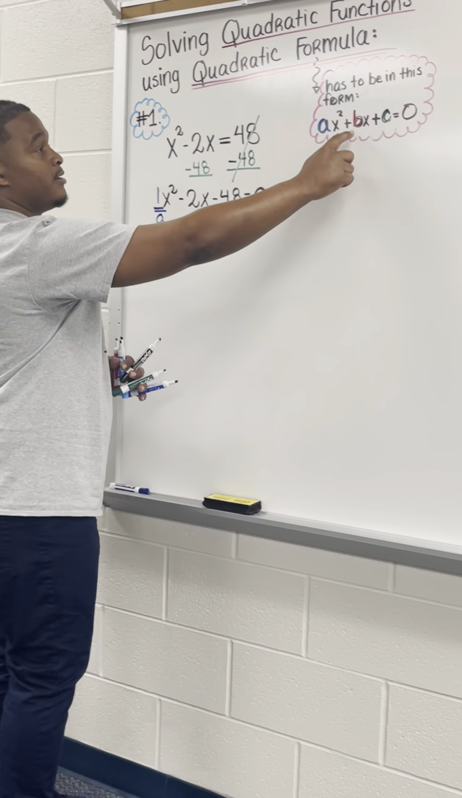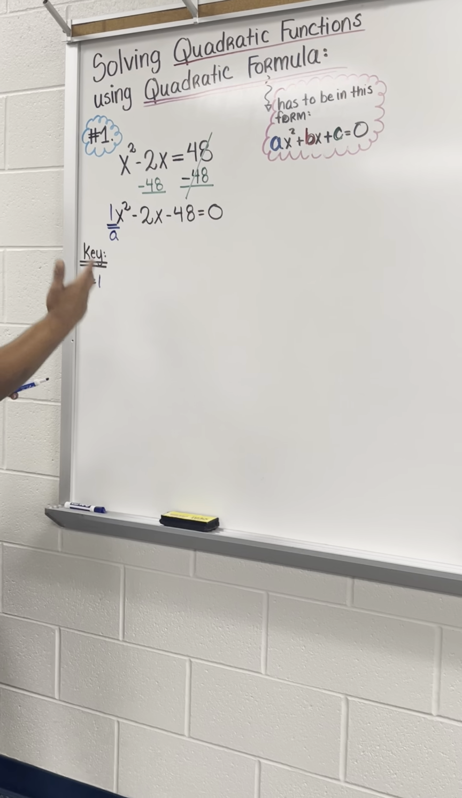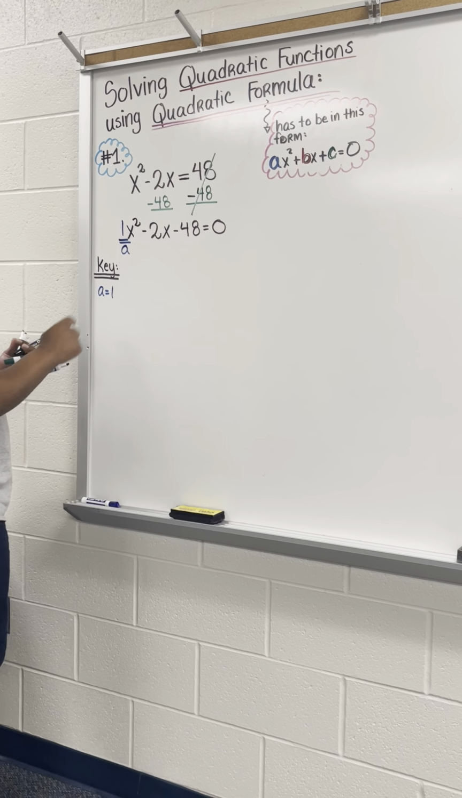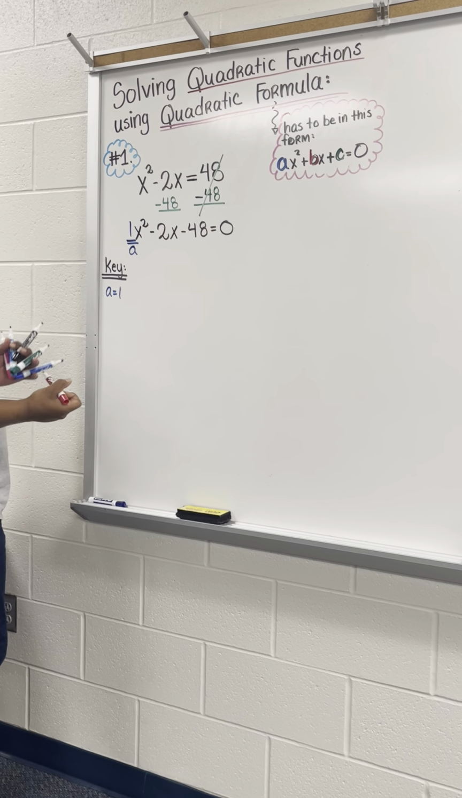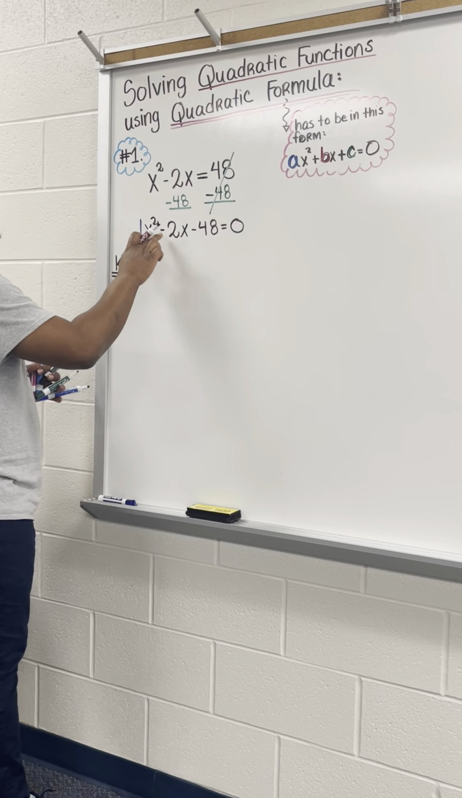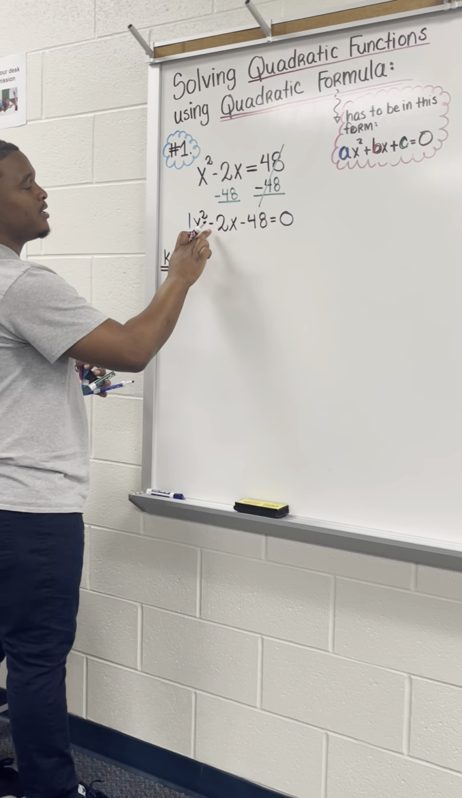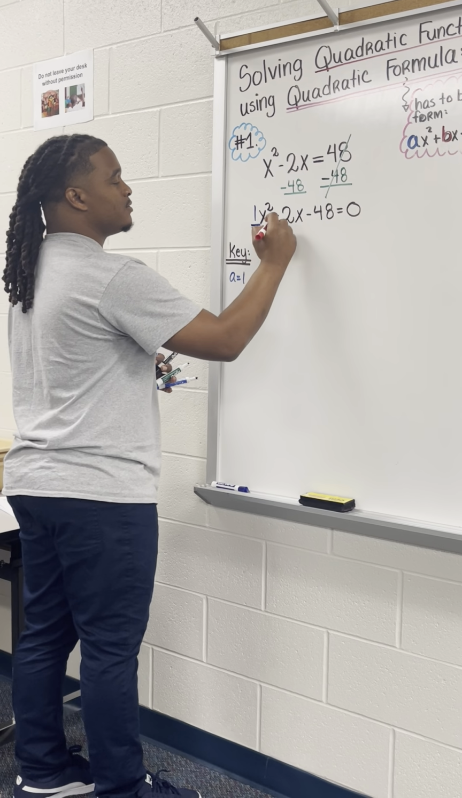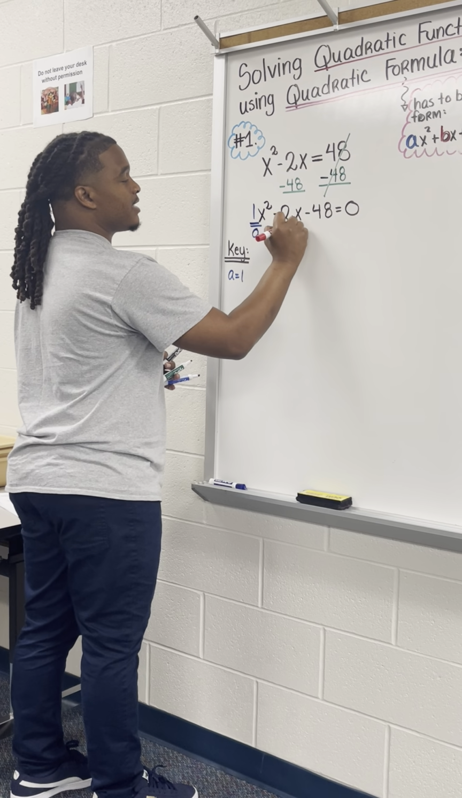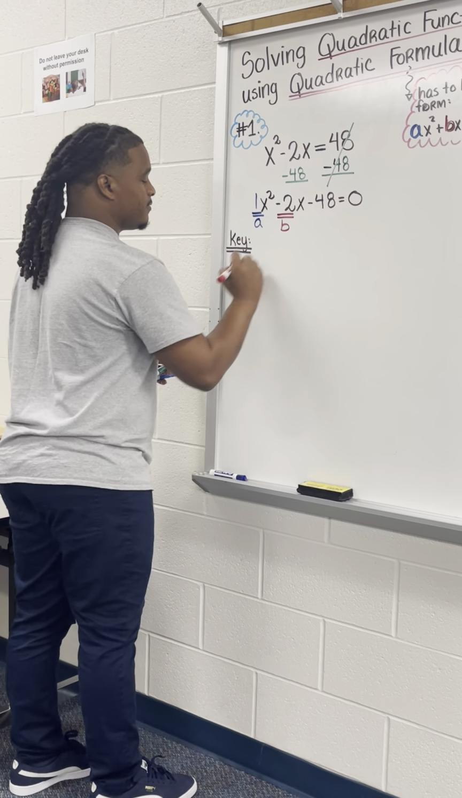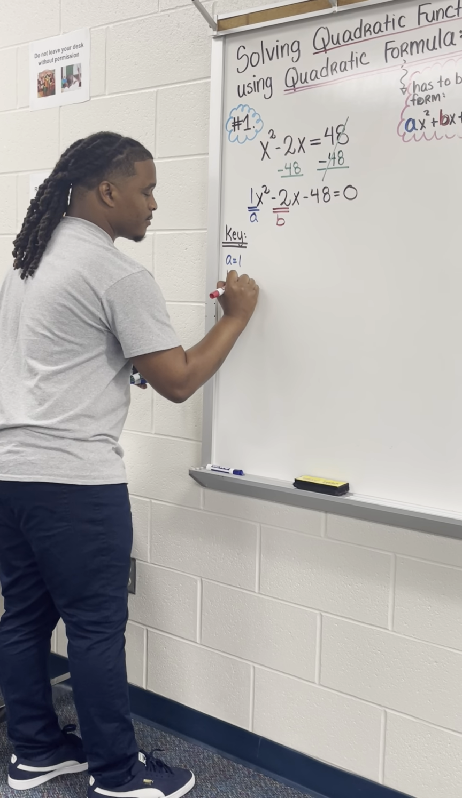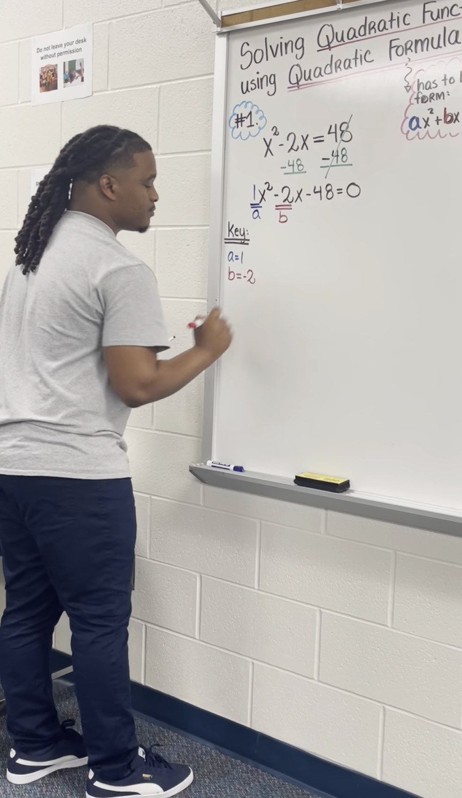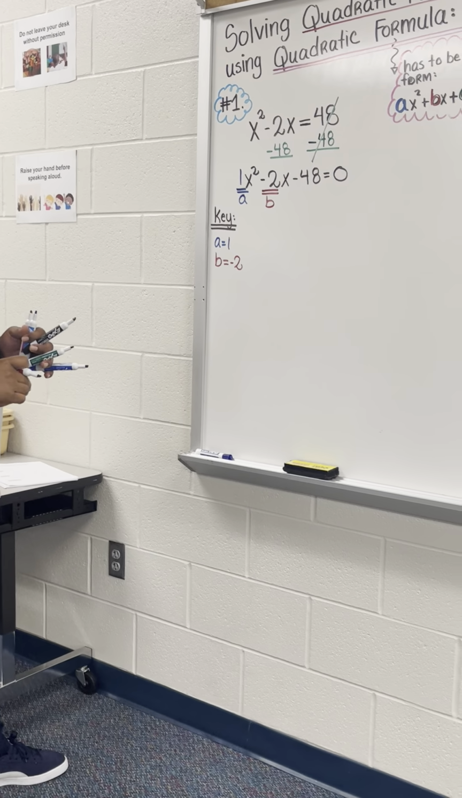Let's go to bx, okay? Bx, the b is the minus 2, or the negative 2 in this case. And once again, if there's a negative sign or a subtraction sign in front of the coefficient, then that is correlated with the coefficient. So it's not positive 2, it's actually a negative 2. Okay, so that's B. So I have A equals positive 1, B equals negative 2.